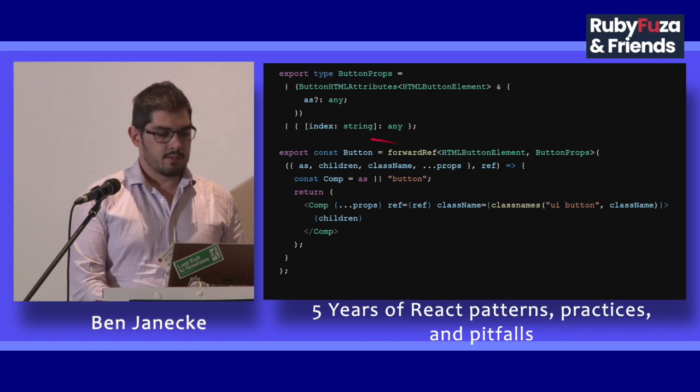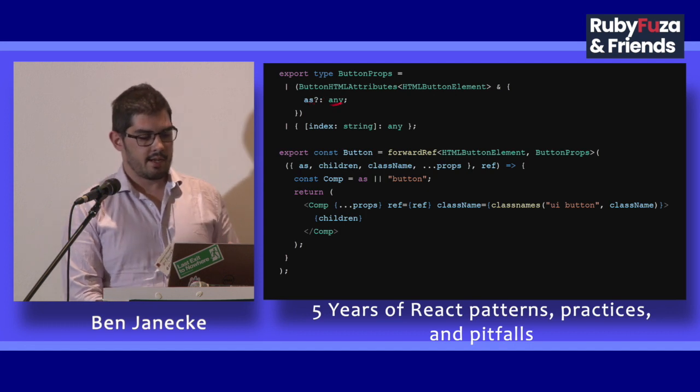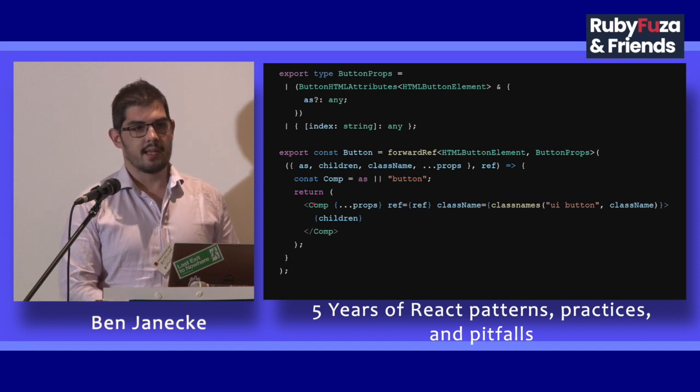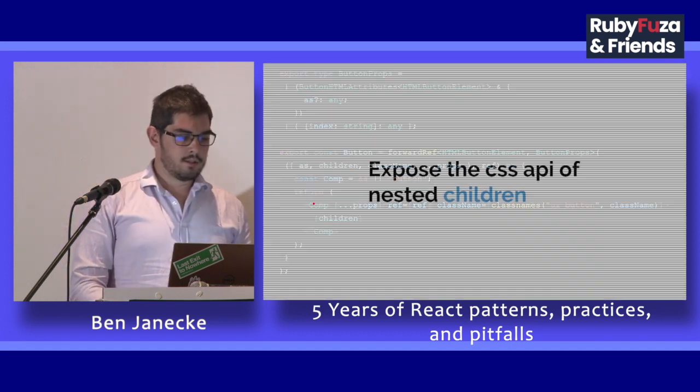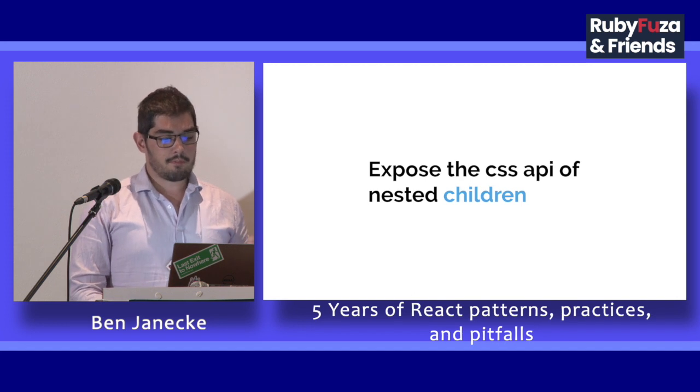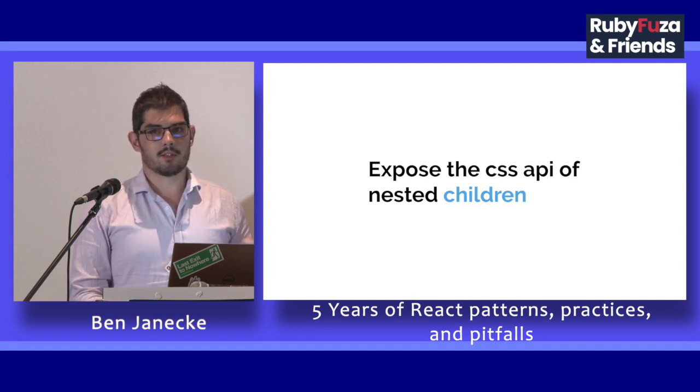Anyway, what we're busy with is the proxy component pattern. So we take `as` any, we pull `as` out of props, and then we go `as` or a default implementation, in this case button, and then we render that component. That's all there is to the proxy component pattern. It's very simple.